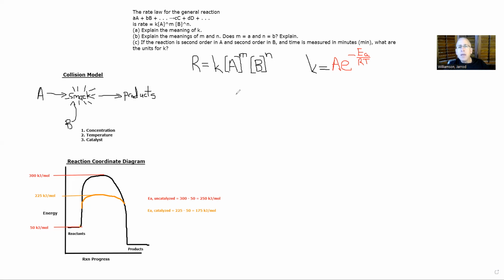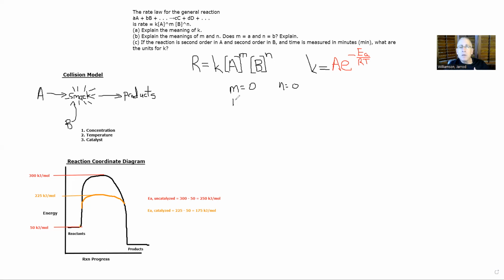For example, if M was equal to 0, that means no matter how you increase the concentration of chemical A, the reaction rate would not vary at all. You could double the concentration of chemical A and the reaction rate wouldn't change at all. The reaction rate would not depend upon chemical A at all. Same thing if N happened to be equal to 0.